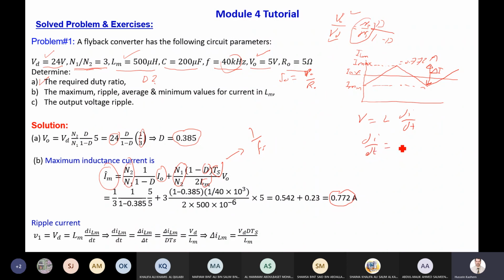Now for the ripple, we know from principle that V equals L di over dt, or another way, di over dt equals V over L. I have L, but di over dt means the rate of change between two points. In our discussion, most of the time we assume that the current increases linearly, although it's supposed to increase with a curve and reduce with a curve. So we make it in this way, delta I over delta T. I want delta I, and delta T is at the end DTS.